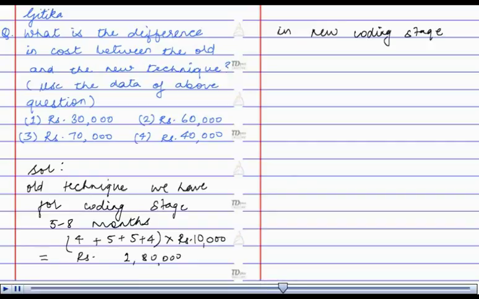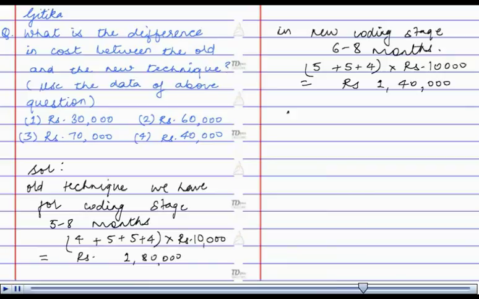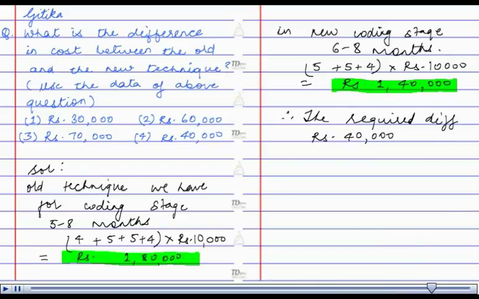we have months 6 to 8 only. Therefore, total number of people is 5 plus 5 plus 4, and the cost is the same, rupees 10,000. This is equal to rupees 1,40,000. Therefore, the required difference is rupees 40,000. That is 1,80,000 minus rupees 1,40,000. Therefore, answer is option 4.